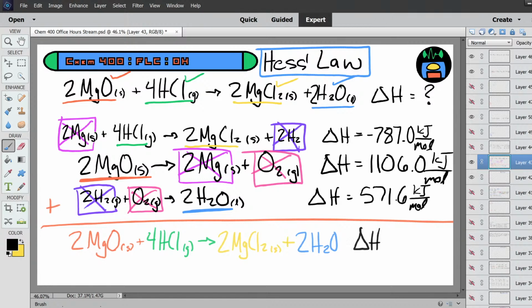to calculate our delta H, because we just add these 3 delta H's together. So negative 787.0 plus 1106.0 plus 571.6 comes out to be 890.6 kilojoules per mole.